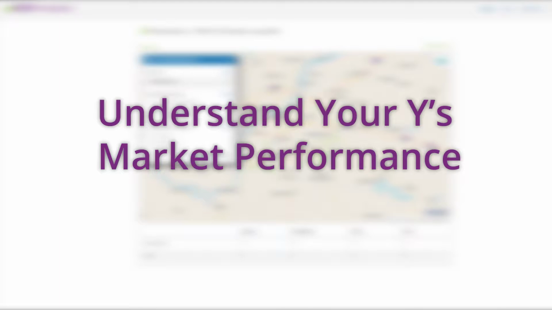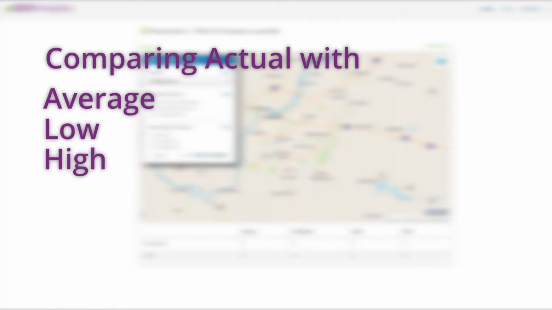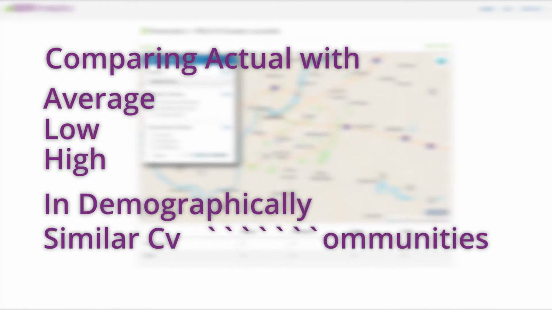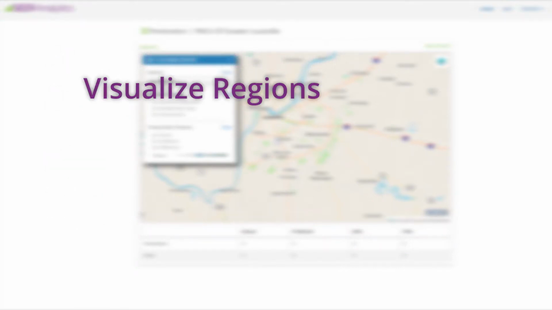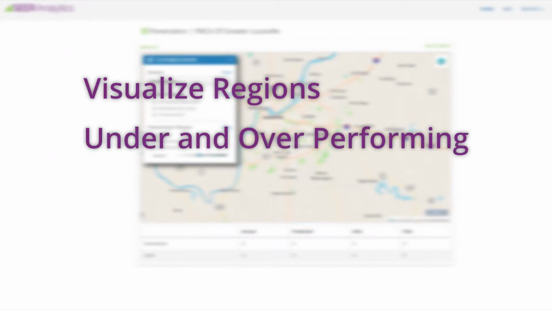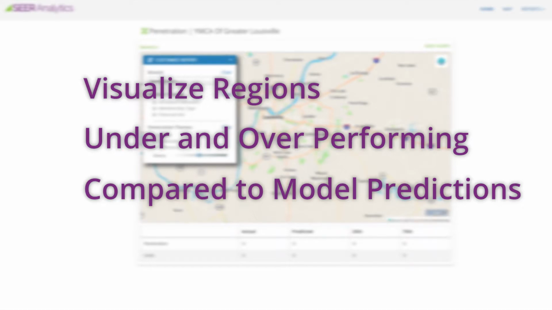The penetration report allows you to understand your WISE membership market performance. It does this by comparing your actual penetration rate with average, low, and high performing branches in demographically similar communities. It also allows you to visualize the regions of your PIMA in which you are under and overperforming with respect to predicted penetration.